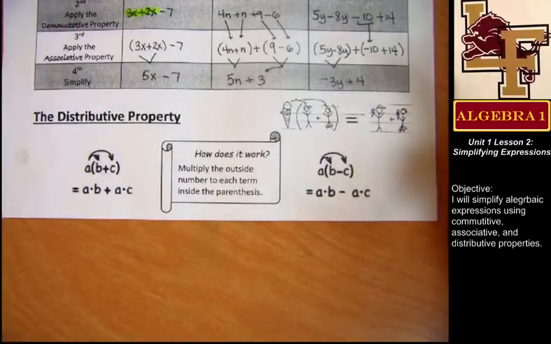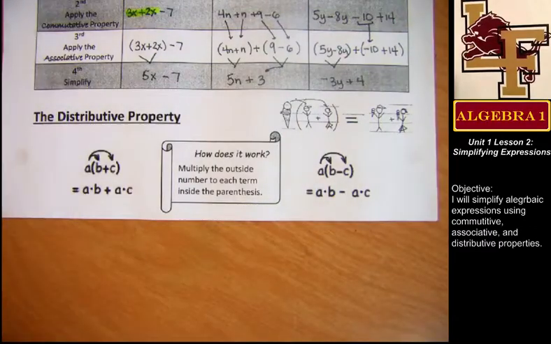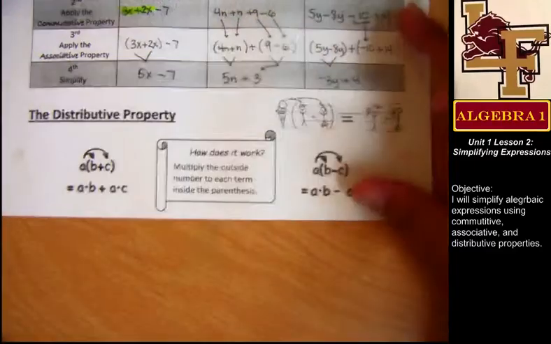So we're still on lesson 2. We're still simplifying these expressions. We've used the commutative and associative properties, but now we're going to add in the distributive property.